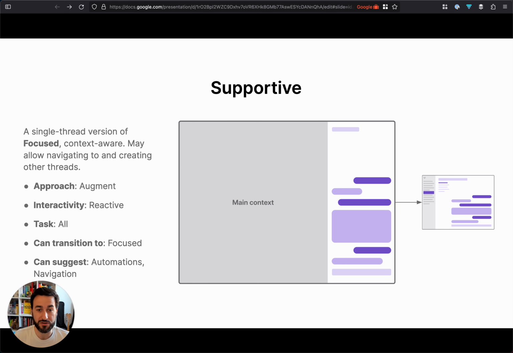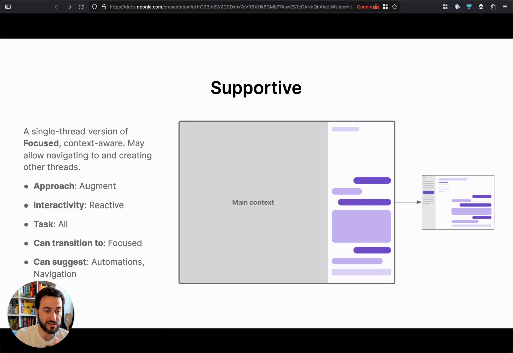Let's first look at supportive, the one in the middle. This is also called the chat mode. To remind you, this is the mode where AI complements the main context and accompanies users along their journey to help them achieve their goals. And we can see that here with a chat interface on the right side complementing the main context. It is a single thread version of what we're going to look a bit later on when we look at the focused mode. It's ideally context aware, and it will possibly allow you to navigate to and create other threads.